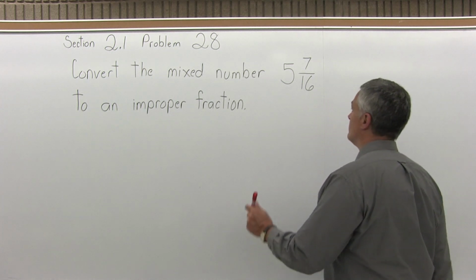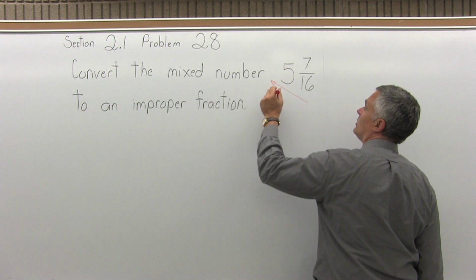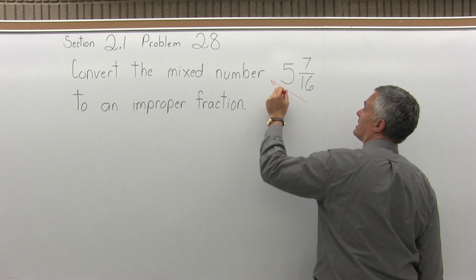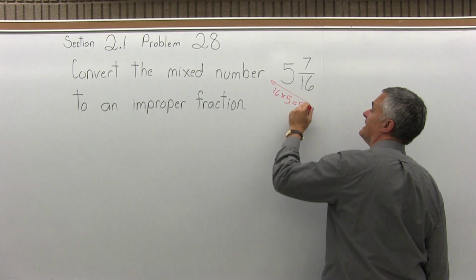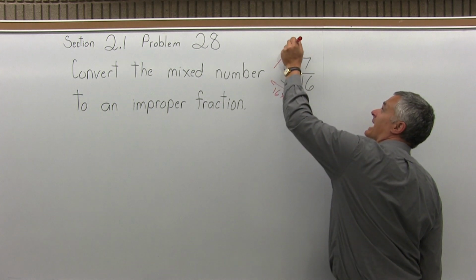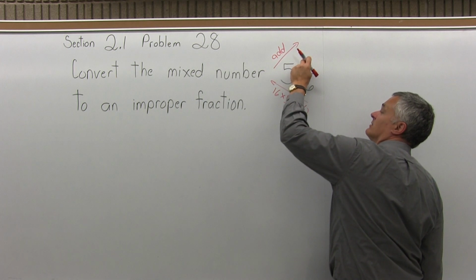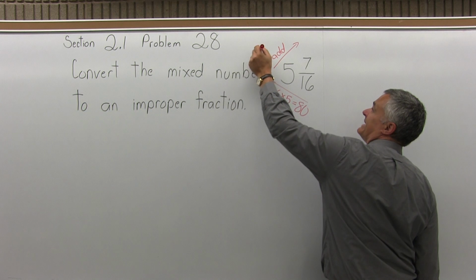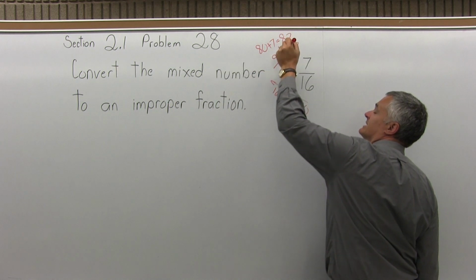So to do that conversion, we will multiply the denominator times the whole number in front. So that multiplication will be 16 times 5, which will give me a result of 80. I take the result that I get, which in this case is 80, and add it to the numerator that's on the fraction. So that would be 80 plus 7 more, which is 87.